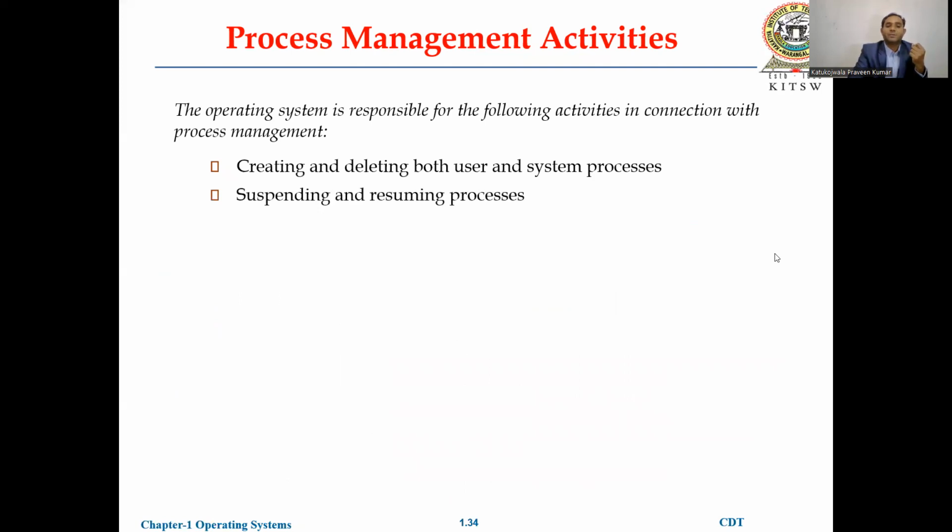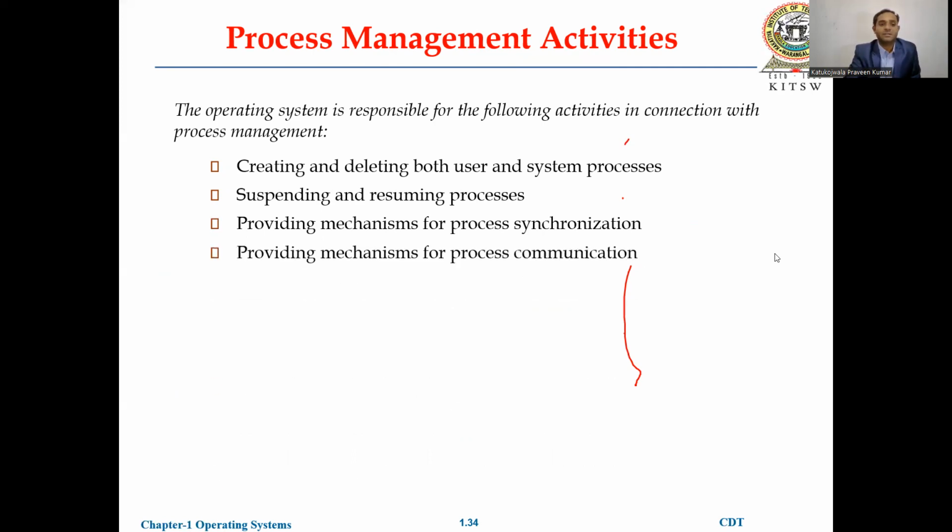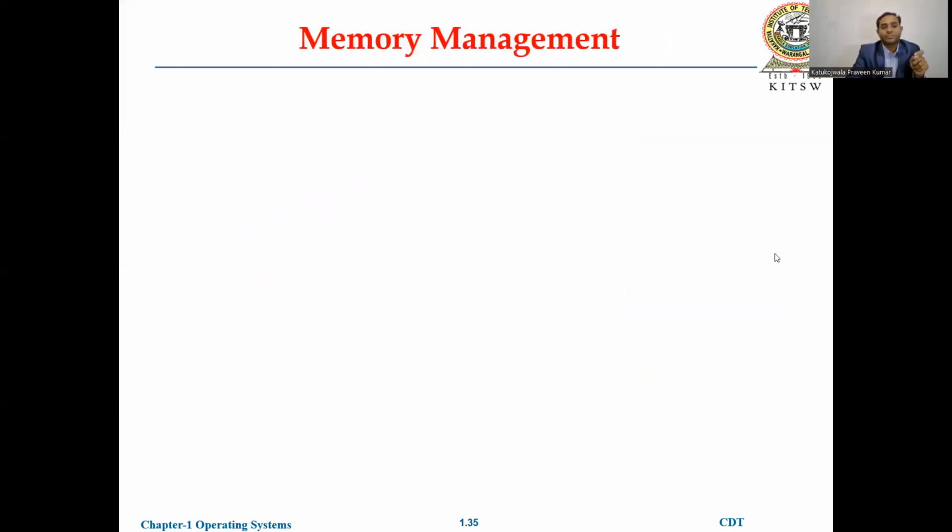Right, so these are the process management activities. What are the responsibilities? Creating and deleting both user and system processes, and suspending and resuming processes. Then providing a mechanism for process synchronization, and a mechanism for process communication, communication from one process to another process. And deadlock handling. Deadlock is a very important topic and it is the soul of your operating system, which you are going to learn in unit 3.